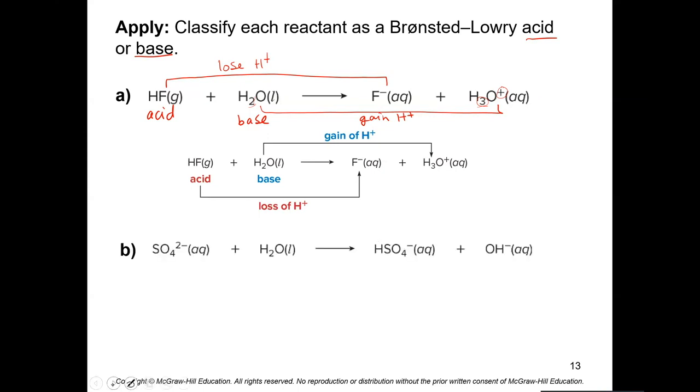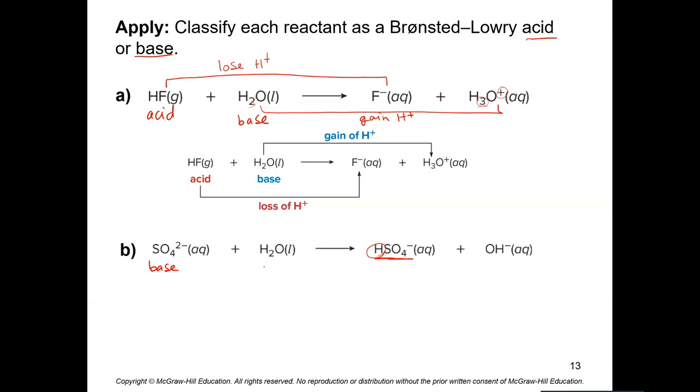What about our next one? I'm trying to classify the reactants as an acid or a base. I first look at SO4 2-. I notice it doesn't have any hydrogens, so it's probably not going to be an acid. Let's see what it actually does. SO4 2- goes to HSO4-, meaning it picked up a hydrogen. So if it has accepted a hydrogen, that means this is a base. It was capable of accepting that proton.